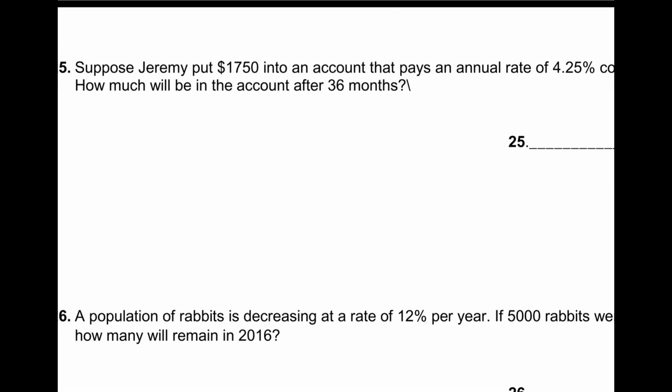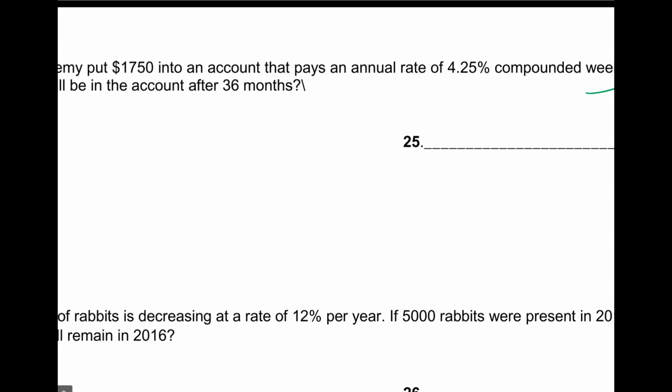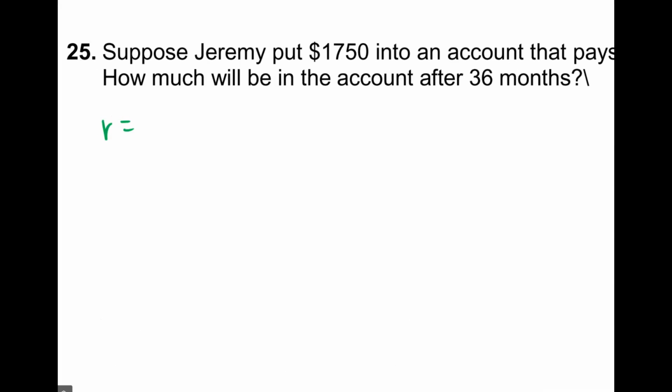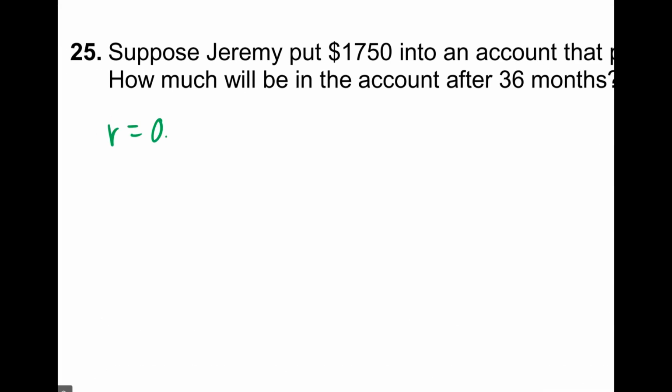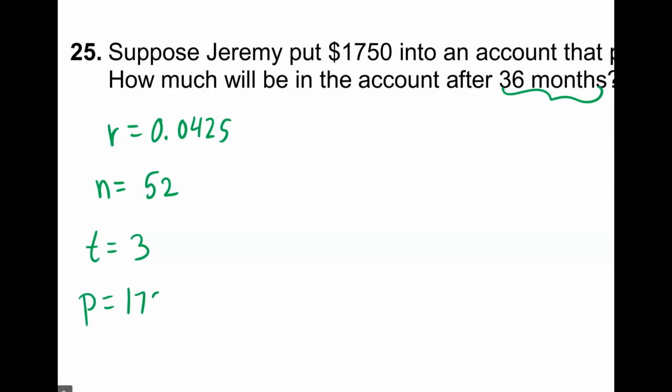Suppose Jeremy put $1,750 into an account that pays an annual rate of 4.25% compounded weekly. How much will be in the account after 36 months? Okay, there's a lot of stuff. What is my rate in decimal form? 0.0425. Remember, r you have to write as a decimal. n, how many times am I compounding per year? 52, because it's weekly. And t, the time in years, how many years is 36 months? 3. And my principal, the amount I start out with, $1,750.